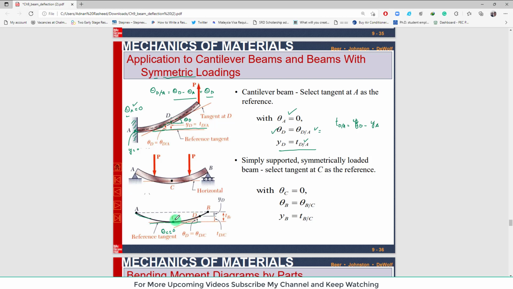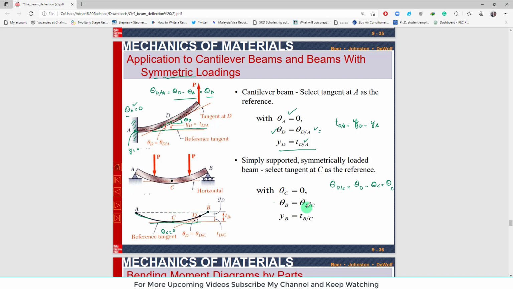Now you can find the deflection or slope between any 2 points from C to D. If you are interested in finding theta DC, or the deflection of point D with respect to C, theta DC will be equal to theta D minus theta C. Again, theta C is equal to 0, which is equal to theta D. Or if you are interested in finding the deflection at point B, you can take C as reference because theta at C is equal to 0.